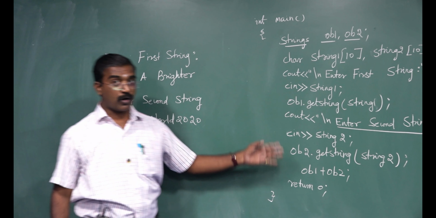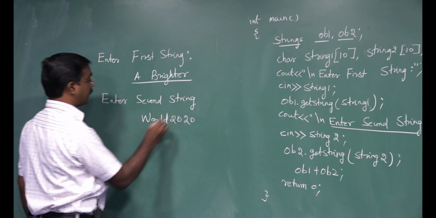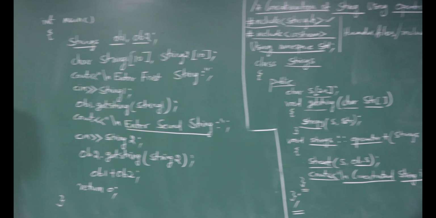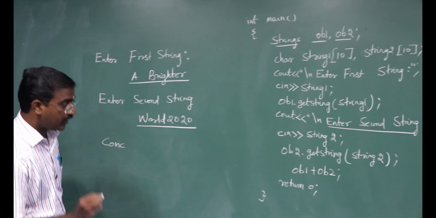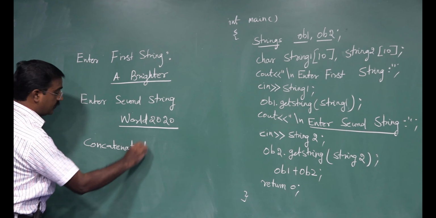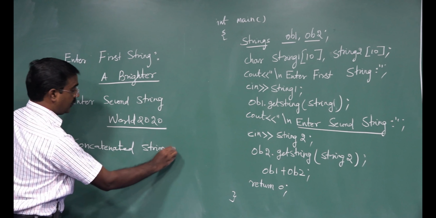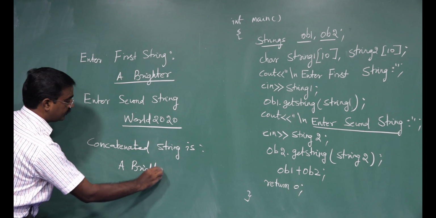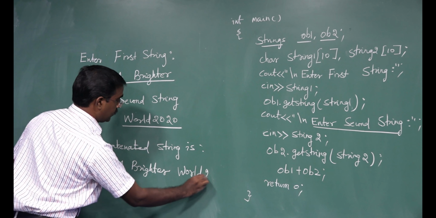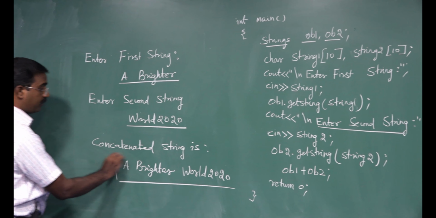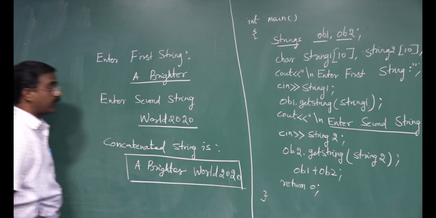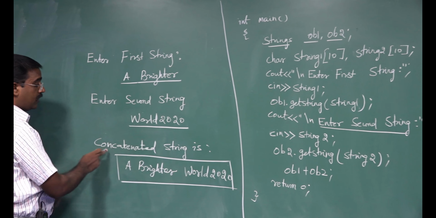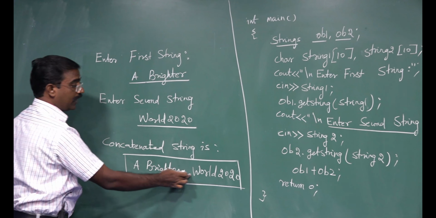Okay, so what do we learn? We are joining two strings. The first string is a brighter, the second string is wild 2020. So what is the final output? Concatenated string is, okay. The concatenated string is colon, the first string, then the second string: a brighter wild 2020. So we get a proper output. Okay, this is the program. Here string 1 is the first 10 characters, a bright, and string 2 gets wild 2020. The final output is: concatenated string is a brighter wild 2020.